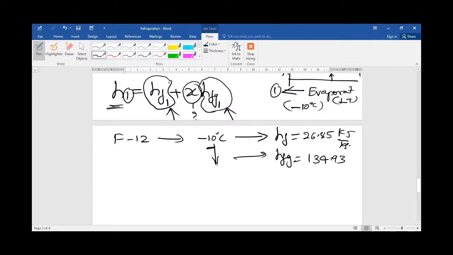To calculate X, you need to remember one more point. I will draw the TS diagram here, because again and again I have to use the TS diagram. Here point number 1 is in wet condition, here it is 1. Point number 2 is on the dry condition. This is the diagram.